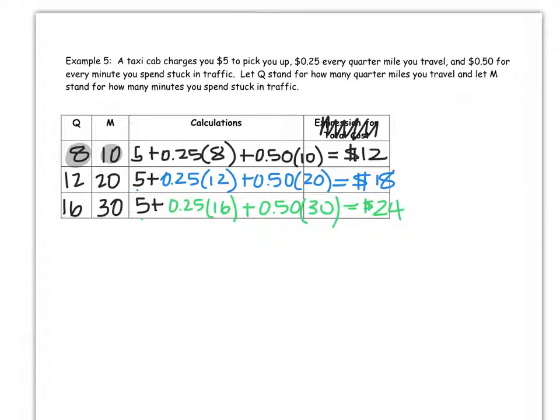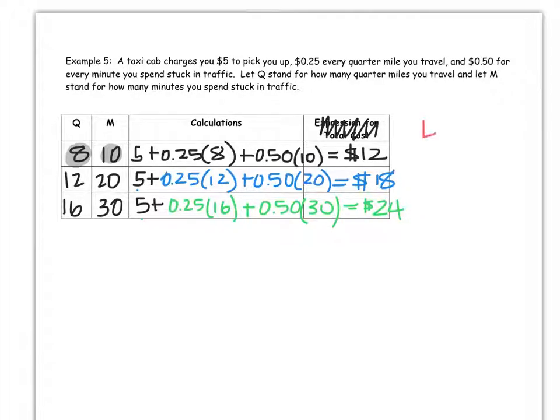Now I want to look at these 3 sets of calculations, same thing we did last time, and see what stayed the same. And look what stayed the same, 5 plus. That never changed. The other thing that never changed is this 0.25, 0.25, 0.25. And the other thing that never changed is 0.5, 0.5, 0.5. The only thing that was consistently different was this little section right there. So I'm going to undo that so it doesn't mess us up.